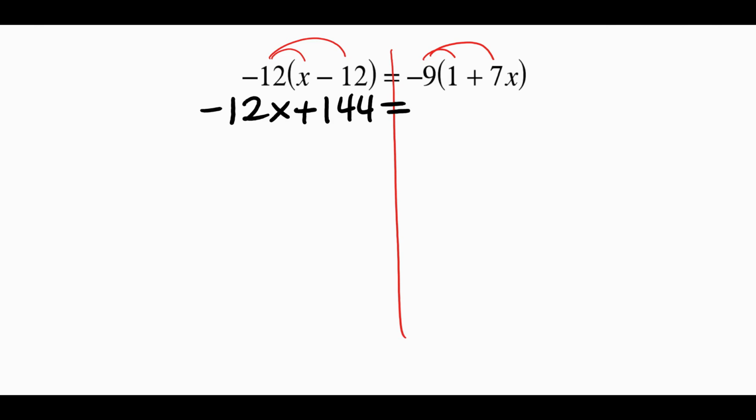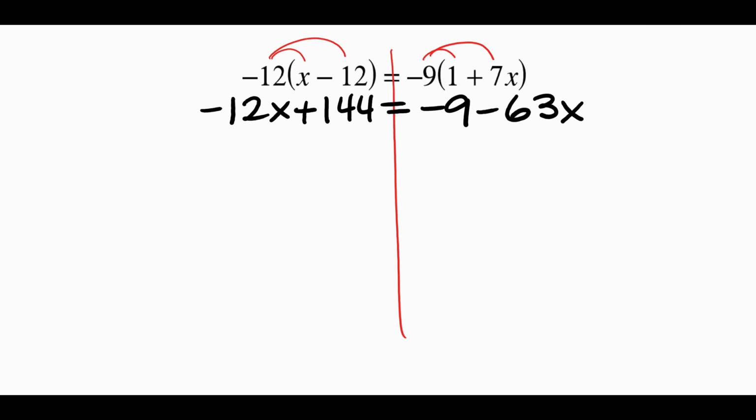Bring down your equal sign. Negative 9 times positive 1 is negative 9. Negative 9 times positive 7x. Negative times a positive is a negative, and 9 times 7x is 63x. Now, I don't have any like terms that are on the same side of the equal sign that I am allowed to combine yet. So I'm going to focus on my x's first.